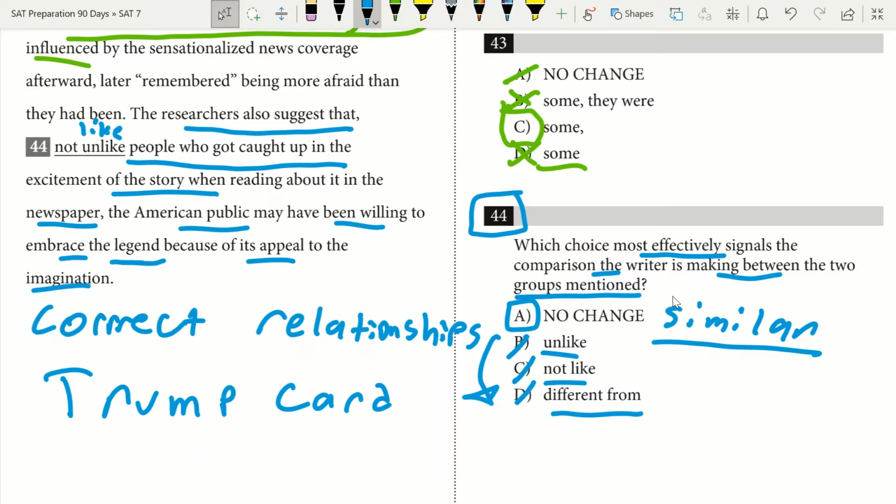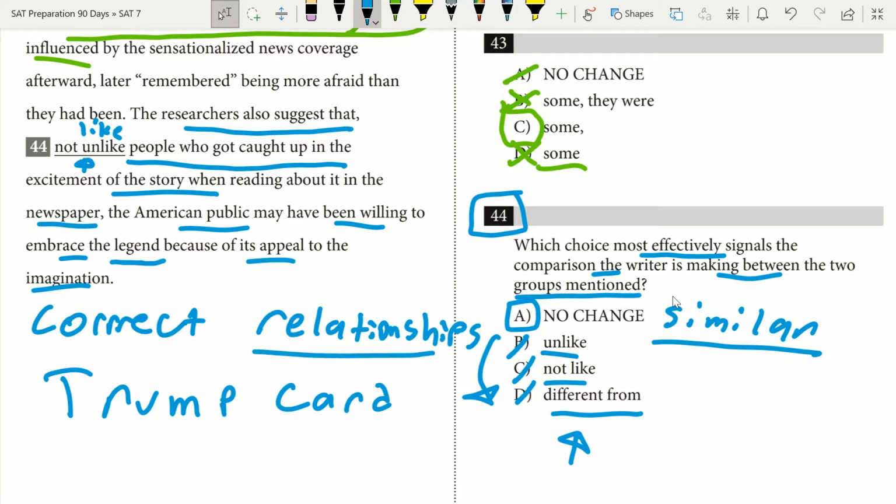Our answer has to be A, even though when at first looking at it, you may think "not unlike" has to be wrong because it has "not" and "un" in it, right? Which reduce each other and just make the word "like." So you can't just do that. You have to make sure that it's showing the correct relationship. So in a situation like this where you're showing the relationship between two ideas or two subjects, make sure it's the correct relationship because the correct relationship trumps everything.